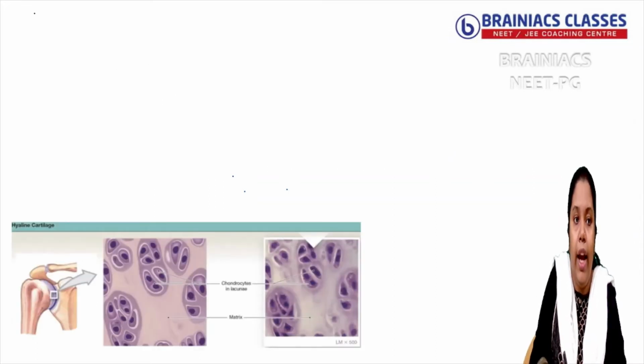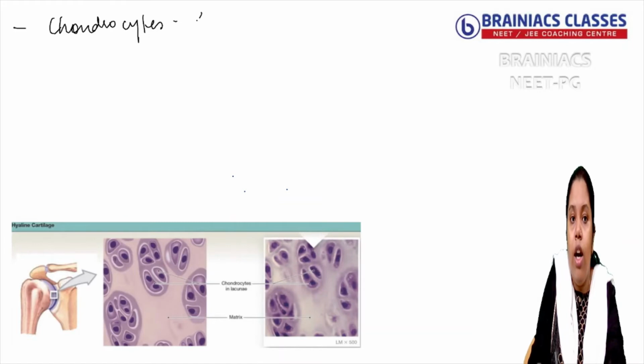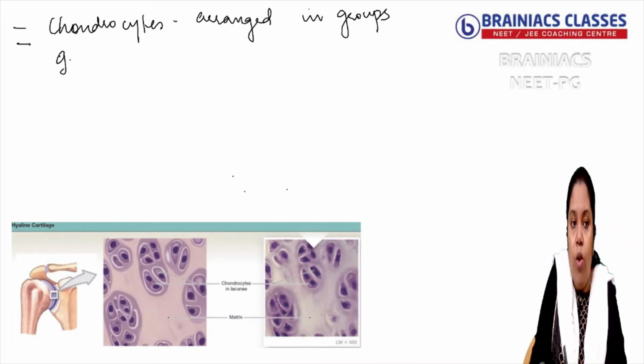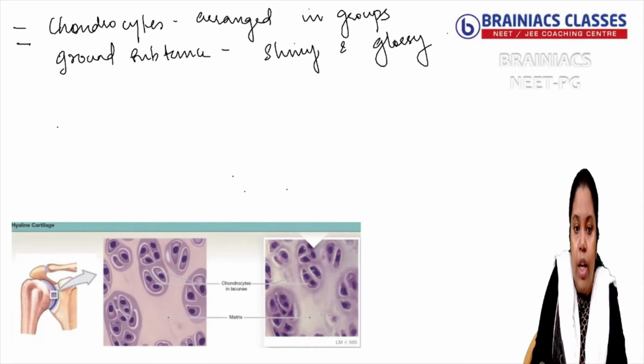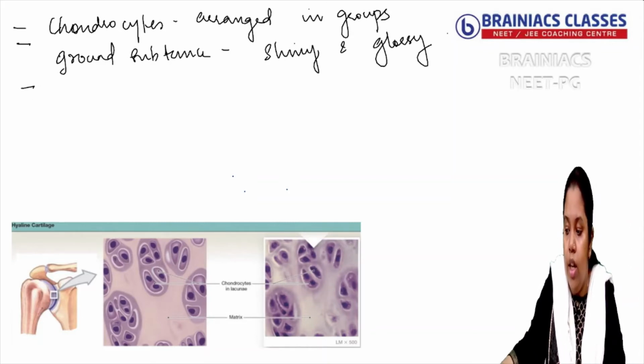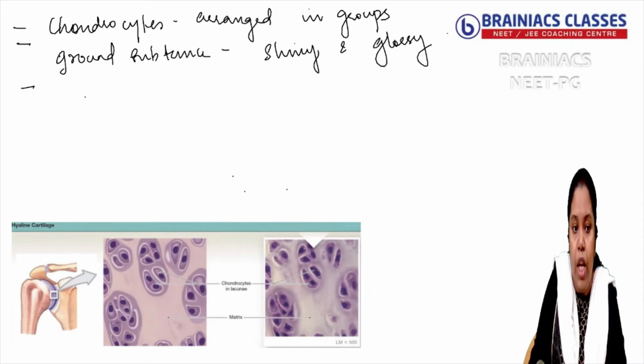So first, this is the hyaline cartilage. Can you see here? Tell me the arrangement. Here the chondrocytes are arranged in groups. Second thing you need to know, look at the ground substance. The ground substance or the matrix is shiny and glossy. Then you can see the perichondrium will be present.